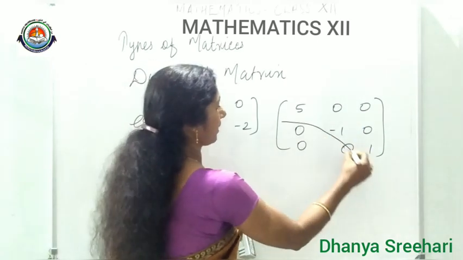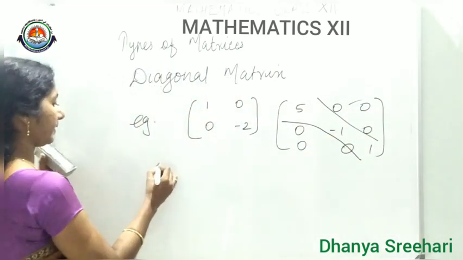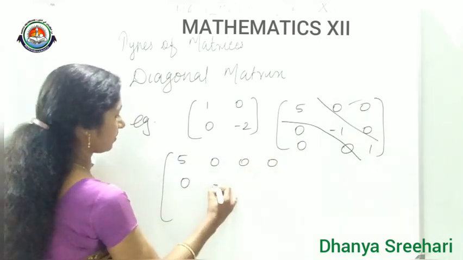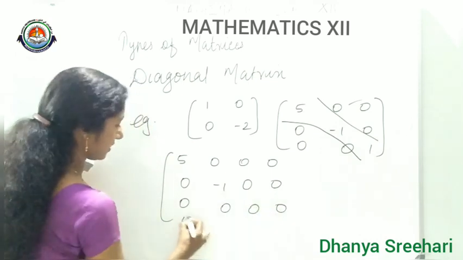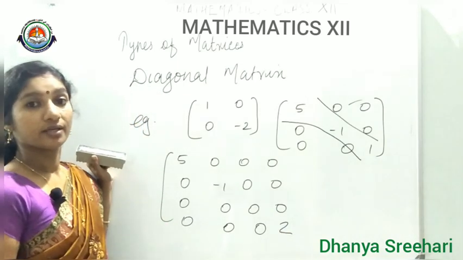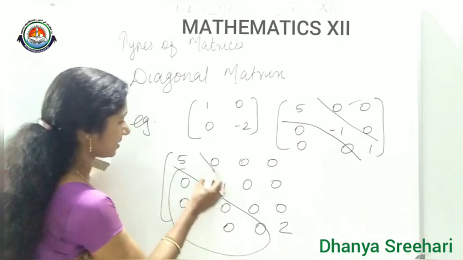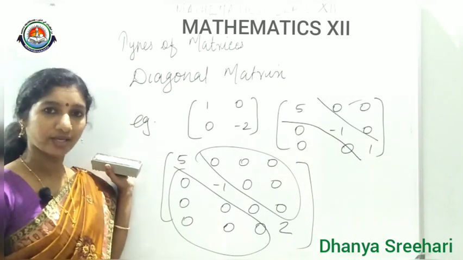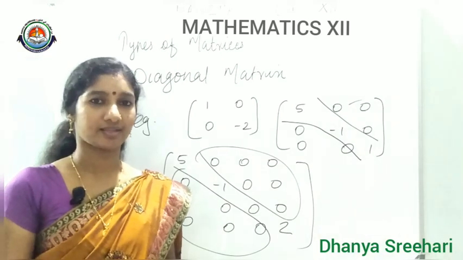These elements are called non-diagonal elements. Another example: 5, 0, 0, 0, 0, minus 1, 0, 0, 0, 0, 0, 0, 0, 0, 0, 2. This is also a diagonal matrix since its non-diagonal elements are 0. These elements are called non-diagonal elements. They are 0. That's why this matrix is called a diagonal matrix. Got it?